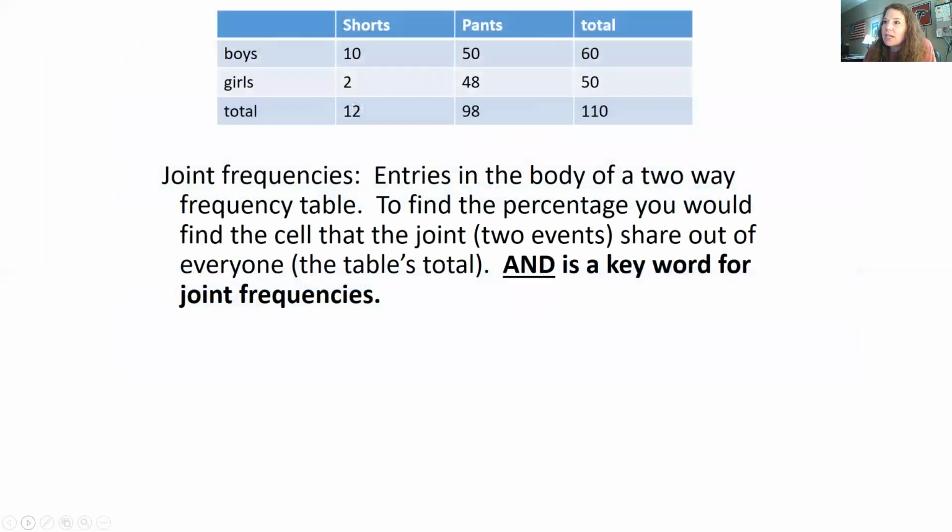All right, now when we're talking about joint frequencies, that's the entries in the body of a two-way frequency table. To find the percent, you would find the cell that two things are happening in, all right? So what you're looking for is the word and. Okay, that means there's two things going on.